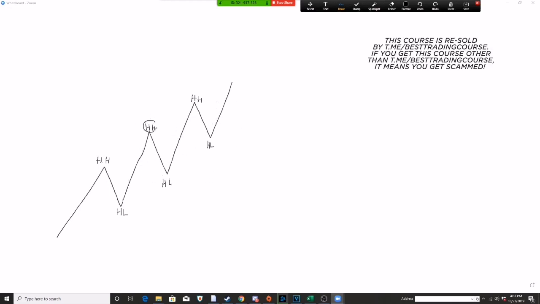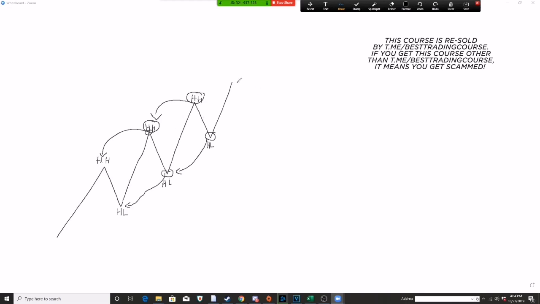Now this is a higher high because this high is higher than our previous high, right? And this is a higher low because this low is higher than our previous low. Price will always be making higher highs and higher lows if we're in a bullish market condition. Now again, this is a higher high because this high is higher than our previous high. And this is a higher low because this low is higher than our previous low, right?